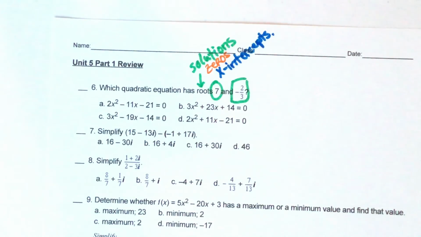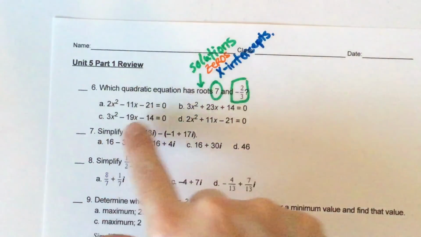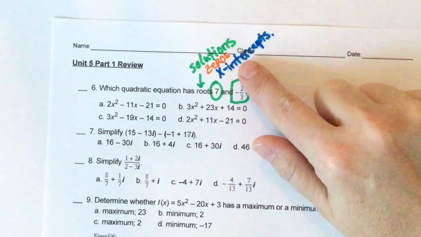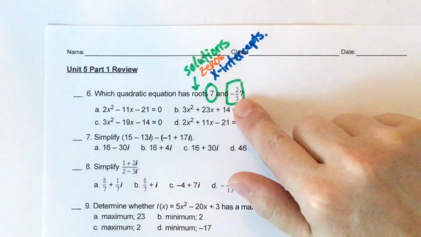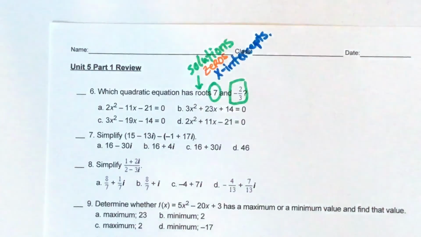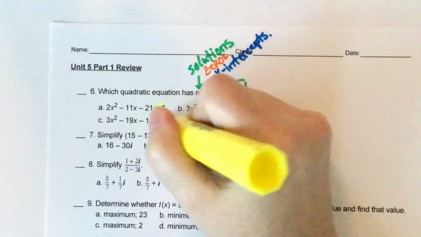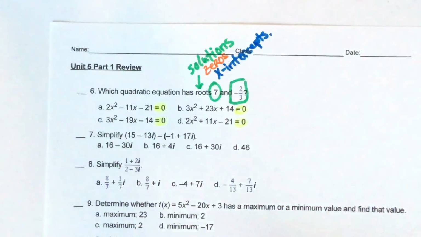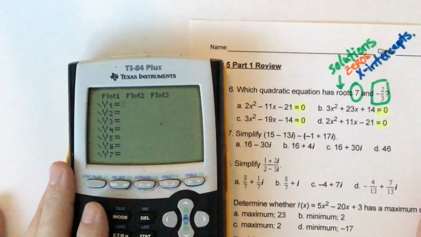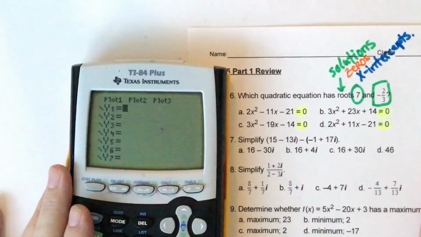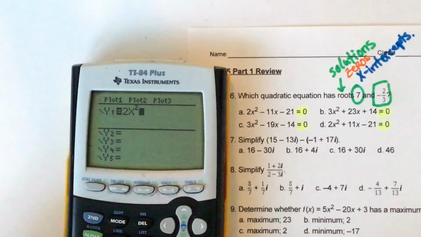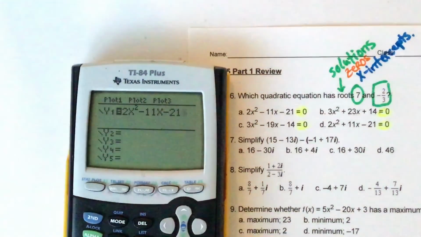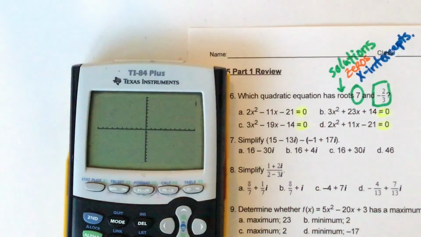So the easiest way to do this would be to graph your answer choices and see which ones touch the x-axis, because that's what x-intercepts do. They touch the x-axis at 7 and negative 2/3. Now, I do need to make sure that these all say equals 0 before I put them in the calculator. And because they do, they are ready to graph. Okay, so let's look at answer choice A. I'm going to type in 2x squared minus 11x minus 21. I'm going to hit graph and see where it looks like it touches the x-axis.